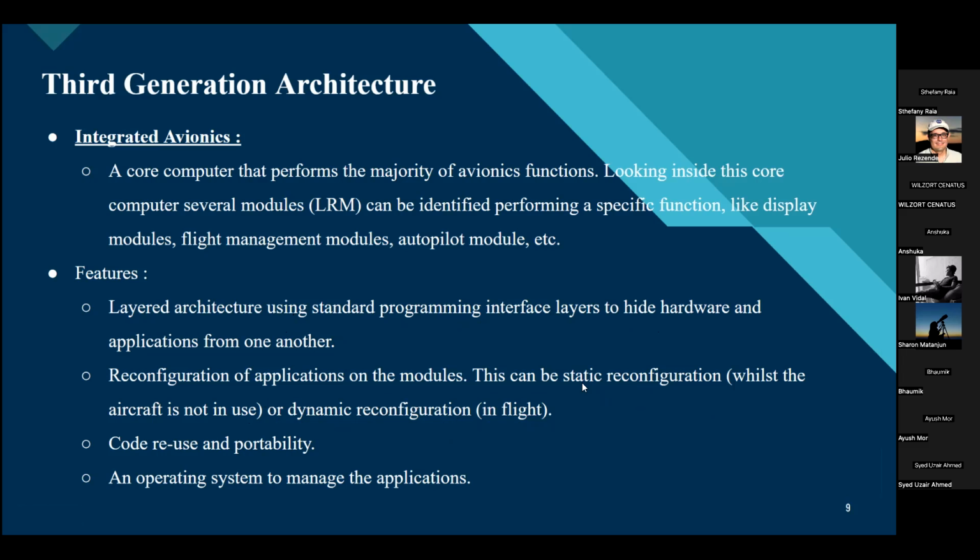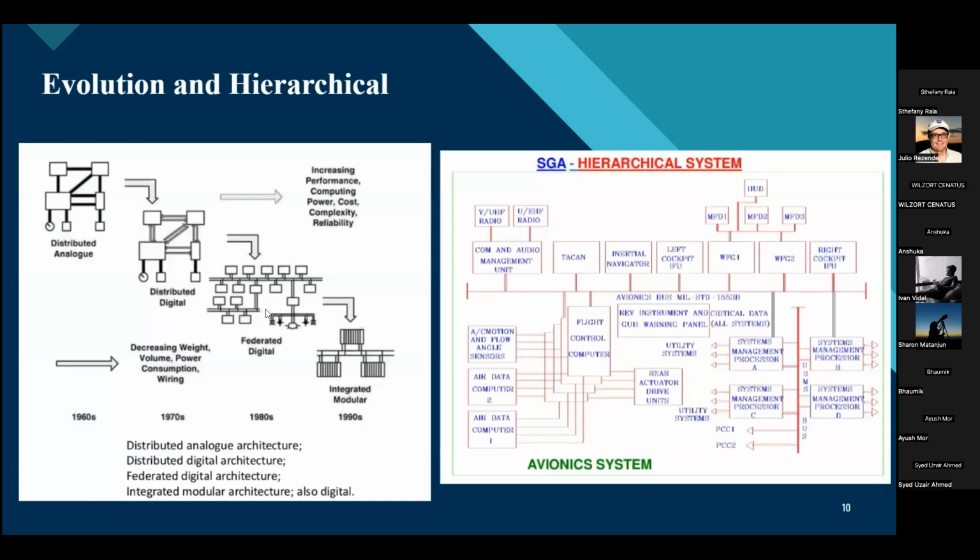So with these simple things we could make a change in the architecture at any time. That's the best thing of third generation architecture. And the code can be reused and portable. And then moving on, we have the pictures on left and right, which basically show the evolution that took place in the architecture.